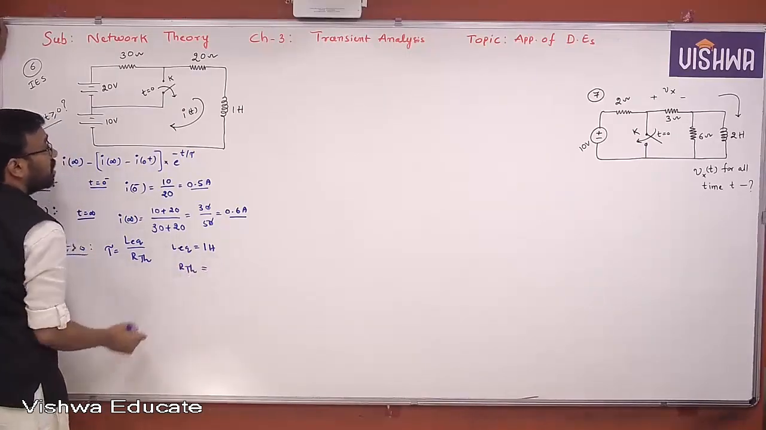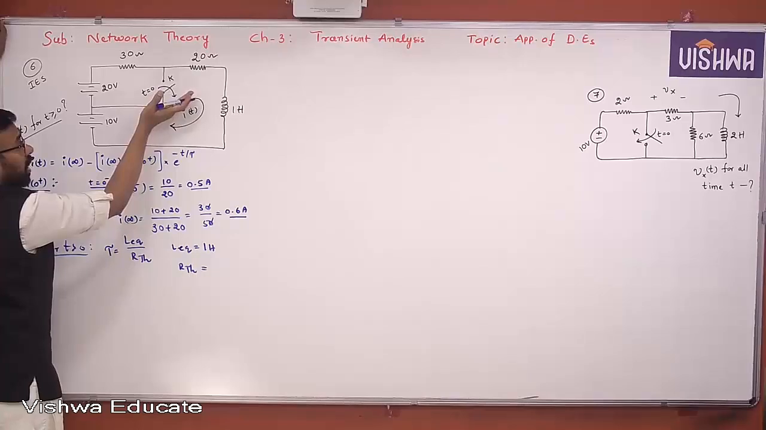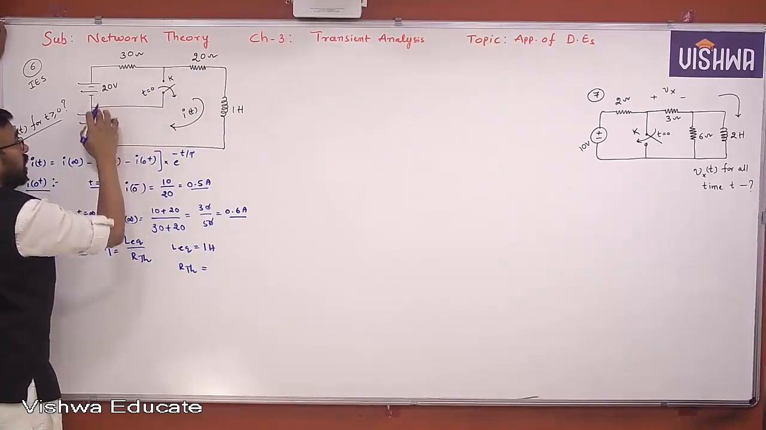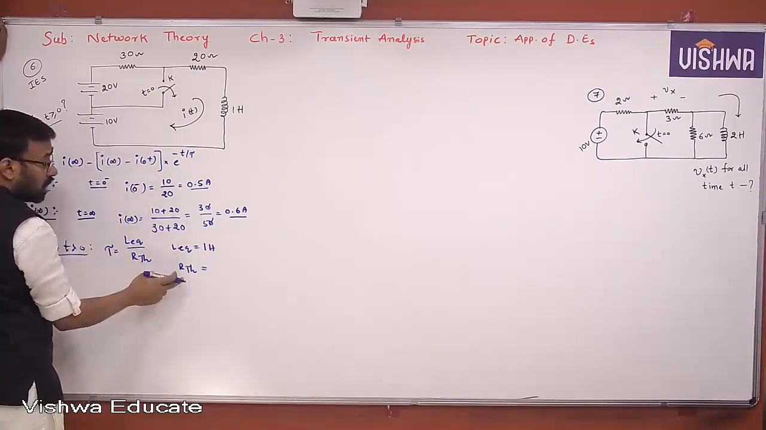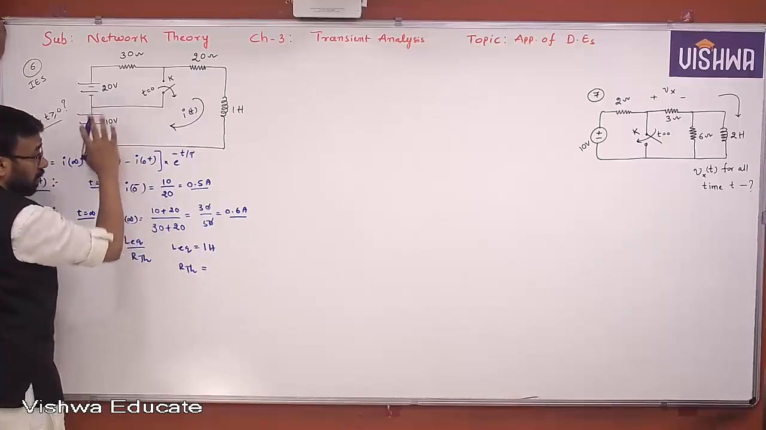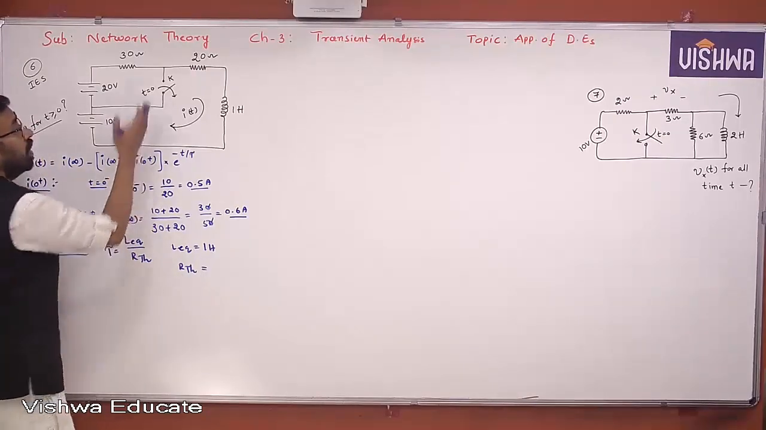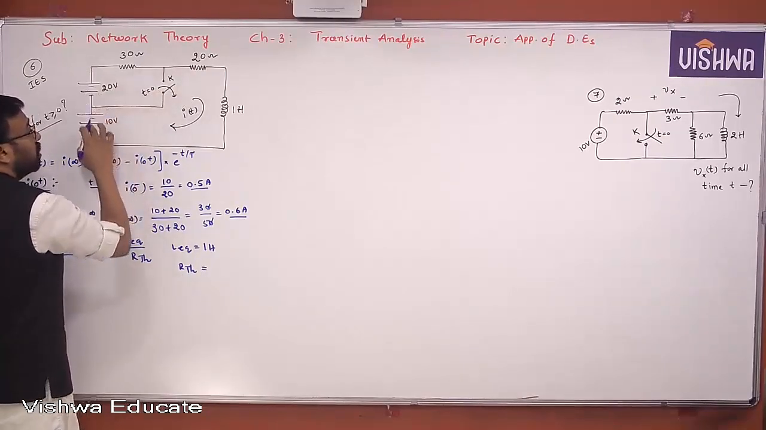So what is that RTH? For t greater than 0, the switch is open. Both these sources are replaced by short circuits. In the process of finding RTH, definitely you have to suppress all independent sources. This is open, shorted, shorted.